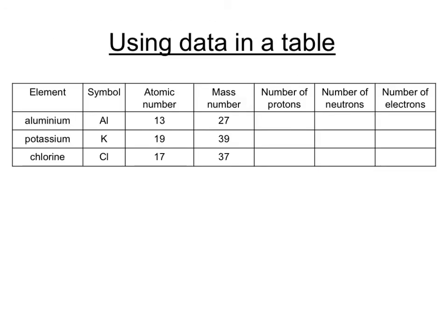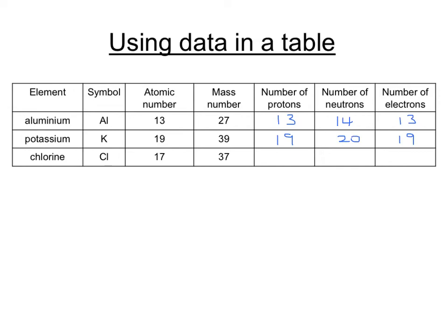And just to remind you how you can use data from a table in order to work out the number of protons, neutrons and electrons for a particular element, let's take these three examples. Aluminium, it's got an atomic number of 13, which means it's got 13 protons. As it's a neutral atom, it's also got 13 electrons. Now the mass number is the protons plus neutrons, so if it's got 13 protons and the protons and neutrons add up to 27, that must mean it's got 14 neutrons. Potassium, atomic number 19, so the number of protons and the number of electrons are each 19, but 19 plus the number of neutrons adds up to 39, so that must be 20 neutrons.